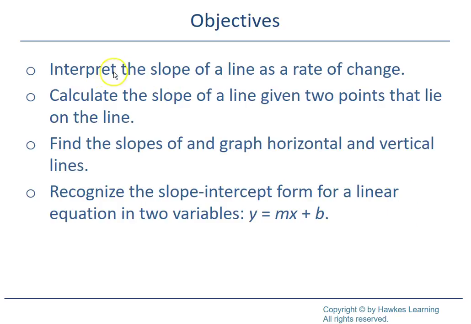So we're going to interpret the slope of a line as a rate of change, calculate the slope of a line given 2 points that lie on the line, find the slope of and graph horizontal and vertical lines, and recognize the slope-intercept form that we just reviewed.